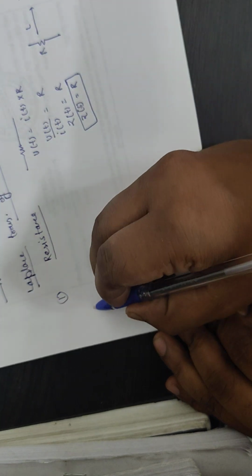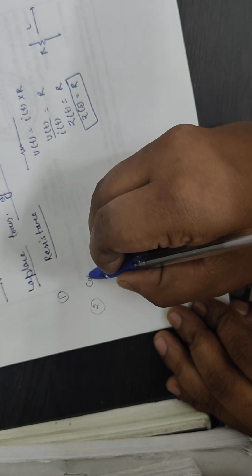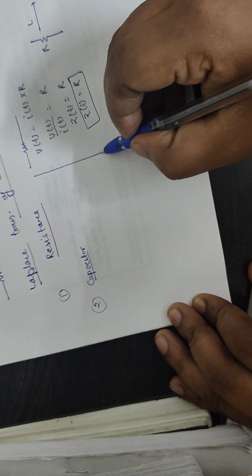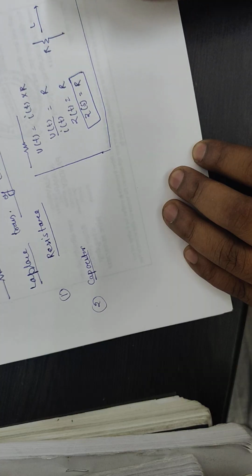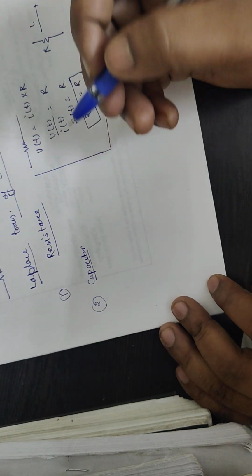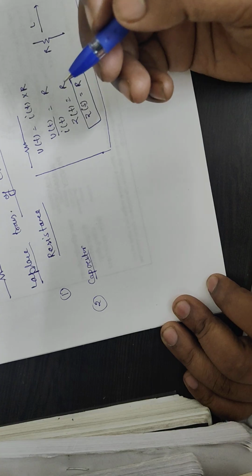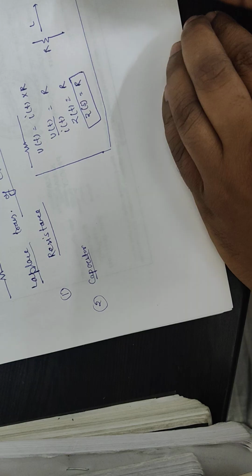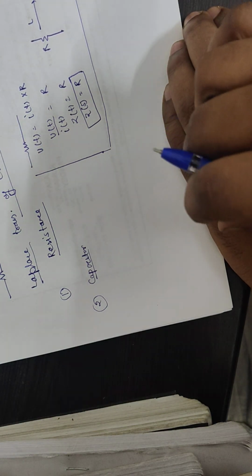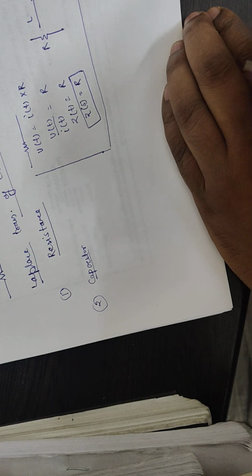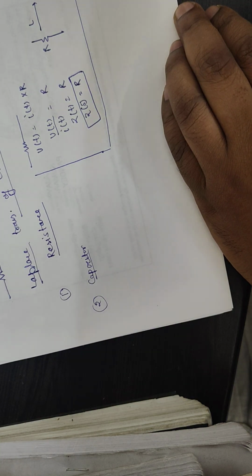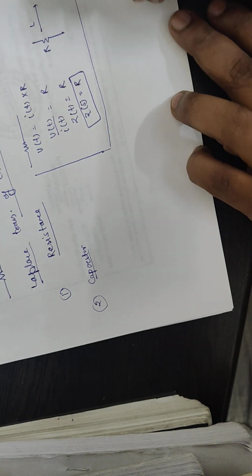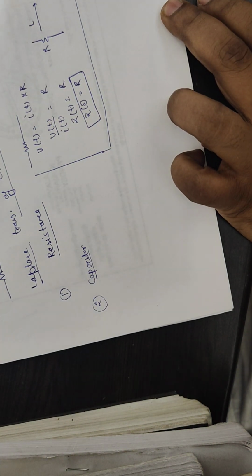So the second part is the capacitor. There is a line drawn for the capacitor. There are two parts: in one part the capacitor is not already charged, and in the second part the capacitor has some initial voltage. So for the first part, assume that the capacitor has no initial voltage.